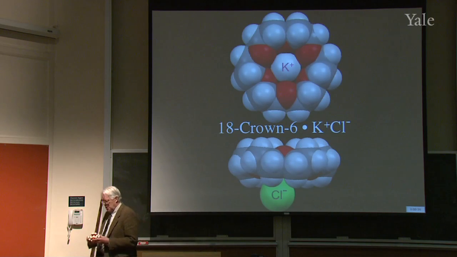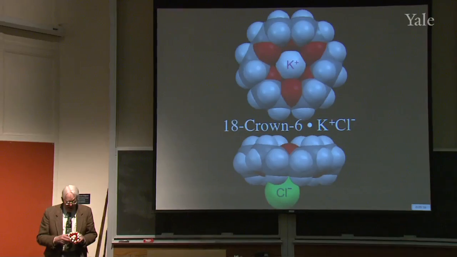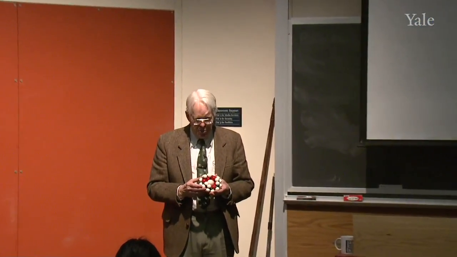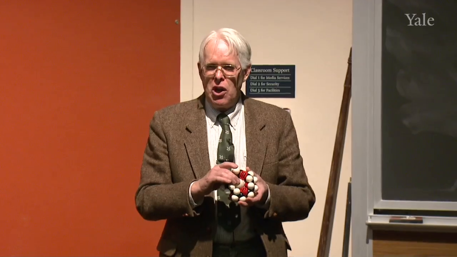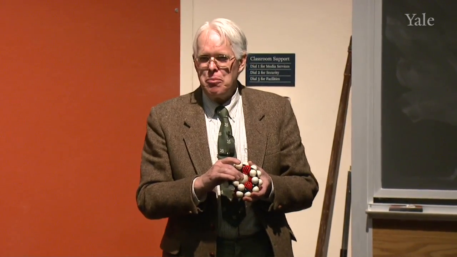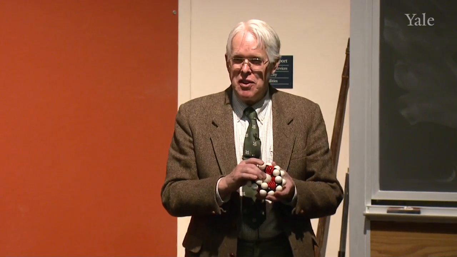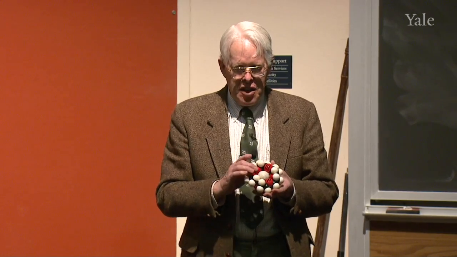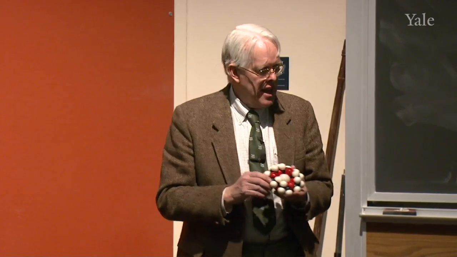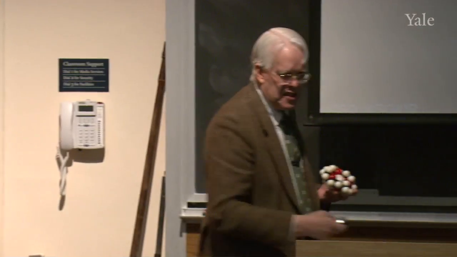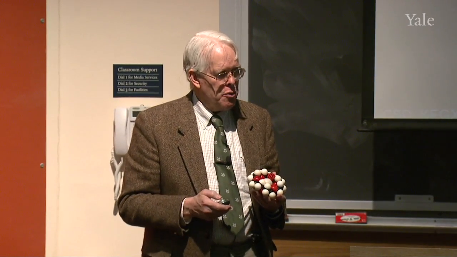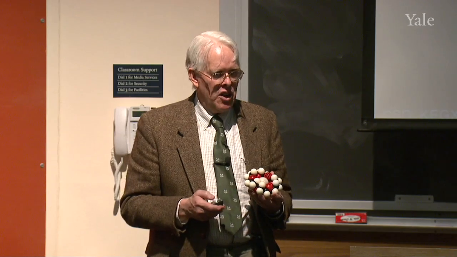Here's the ring of 6 oxygens connected by pairs of CH2 groups. And it turned out that a golf ball is about the right scale to have the radius of a potassium ion on the scale of these models. And you see it fits right in the middle. If we look at the 6 oxygens, they're not all in a plane, as you can see there. There are 3 of them up and 3 of them down.